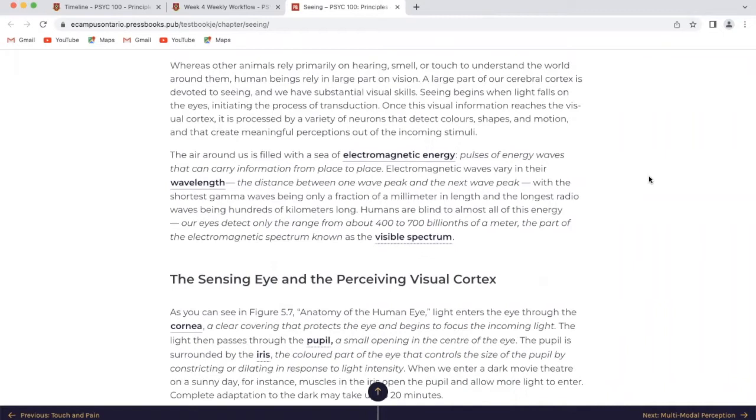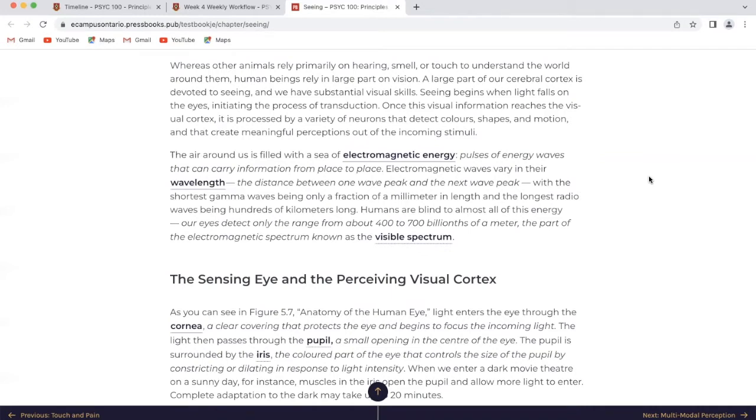Whereas other animals rely primarily on hearing, smell, or touch to understand the world around them, human beings rely in large part on vision. A large part of our cerebral cortex is devoted to seeing, and we have substantial visual skills. Seeing begins when light falls on the eyes, initiating the process of transduction. Once this visual information reaches the visual cortex, it is processed by a variety of neurons that detect colors, shapes, and motion, and that create meaningful perceptions out of the incoming stimuli.